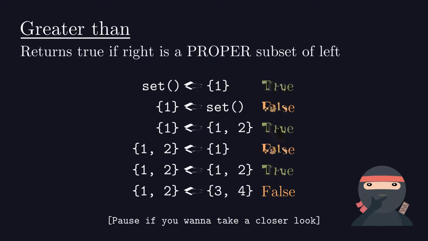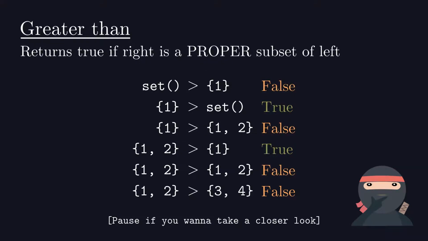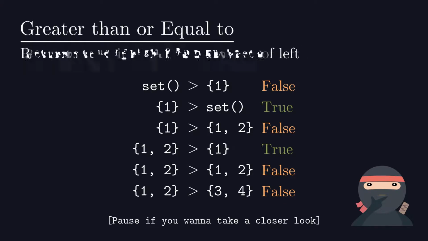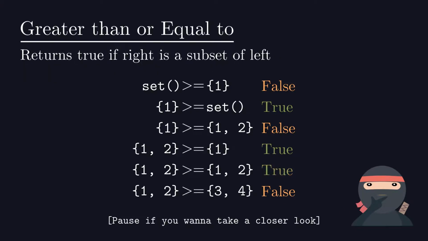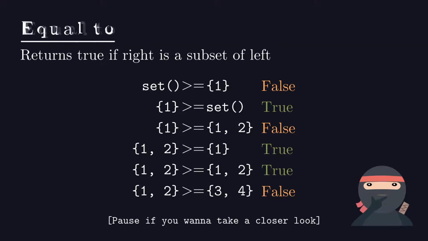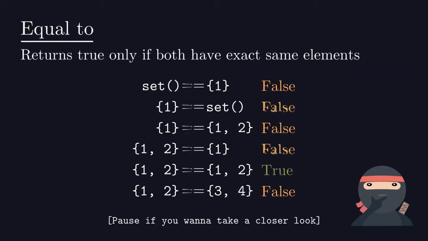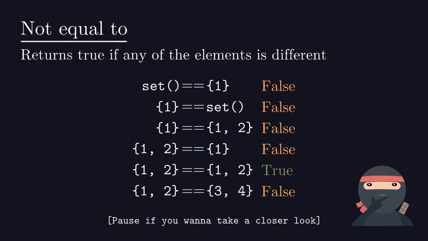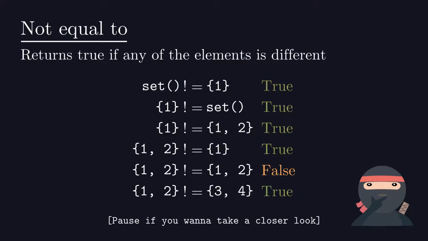Greater than operator returns true if the right side is a proper subset of the left side. Greater than or equal to operator returns true if the right side is a subset of the left side. Equal to operator returns true if both have the exact same elements. Not equal to operator returns true if any of the elements is different.